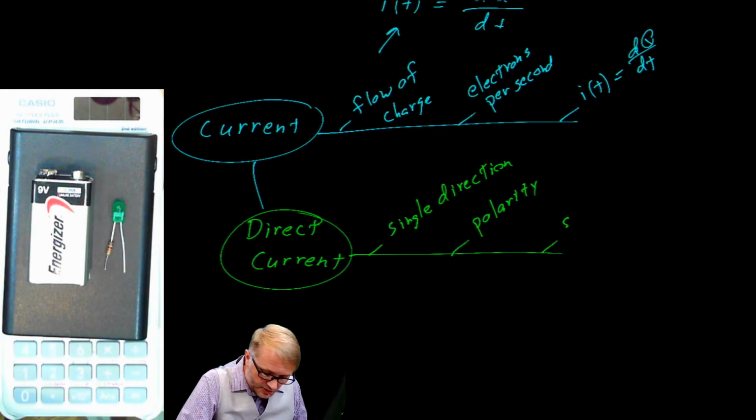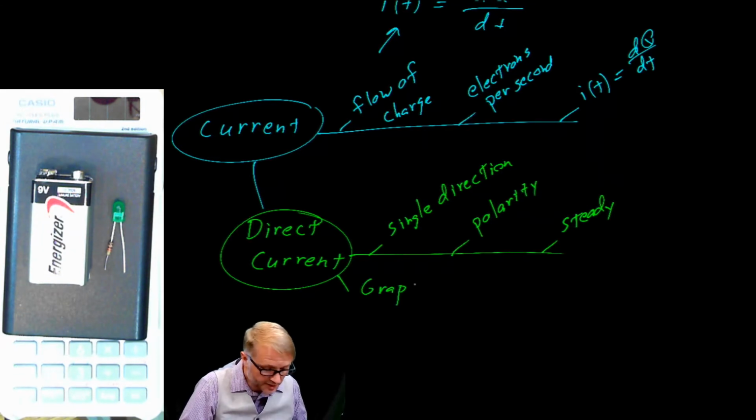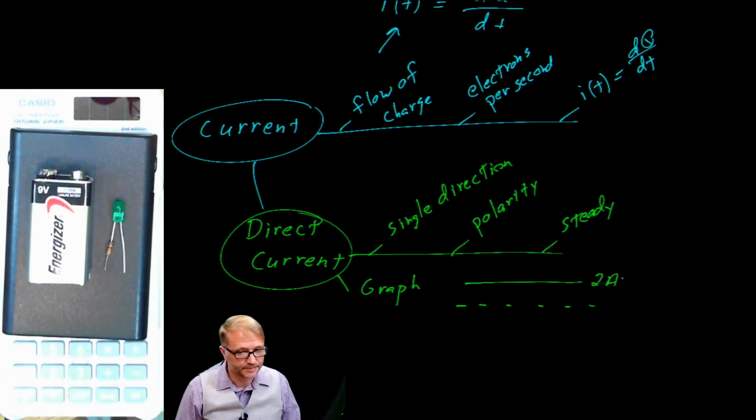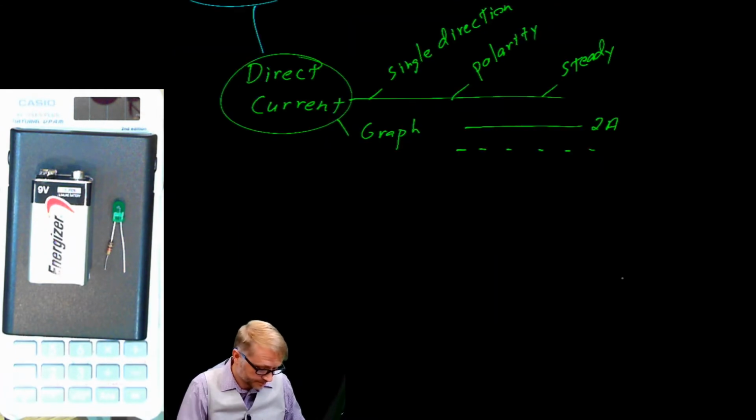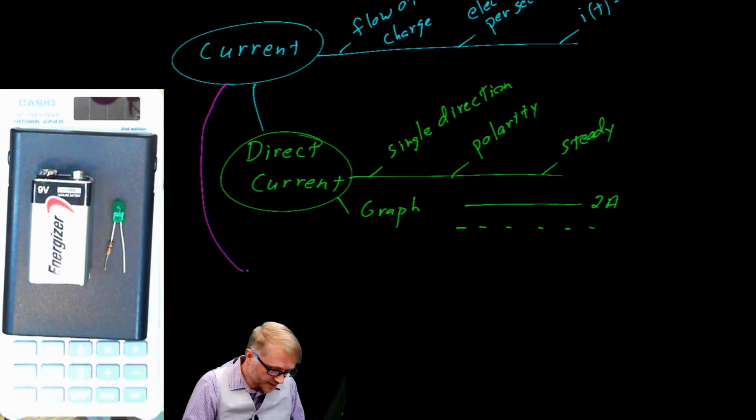Oh, and we could also describe this as steady or unchanging. If you were to graph a direct current, if this was your 0, you might describe this as maybe 2 amperes. Kind of a boring signal. It's just straight and flat. That accounts for about the first quarter of the class. The other kind of current is alternating current. So there are 2 types of current. The other one is alternating current.